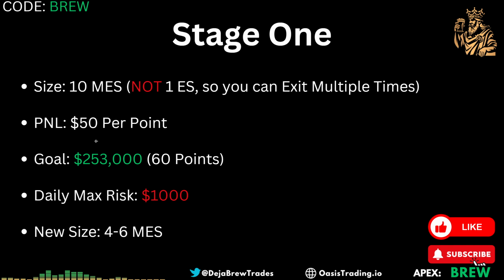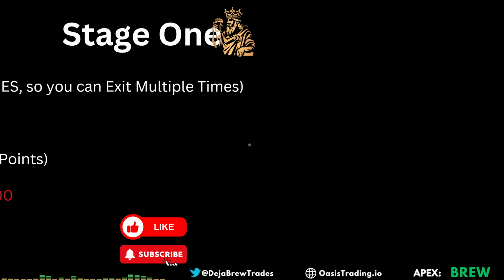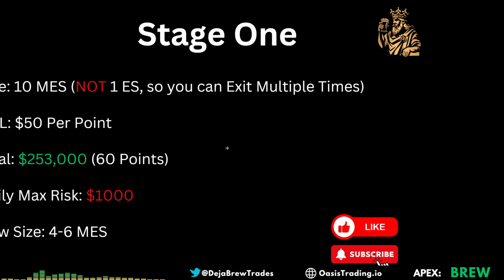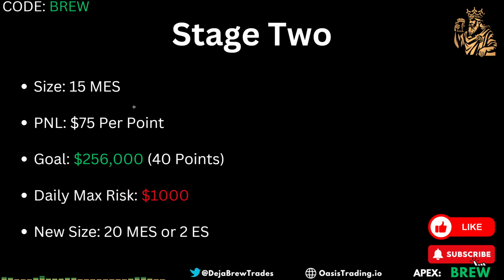Okay, so your goal is 3,000. So once you hit that profit goal, you go to the next stage. The next stage, I think I actually had a typo there. The next stage, the size is 15 MES. So sorry about that. There's a little typo on the bottom there. So not 4 to 6 MES. It should be 15 MES. Okay, so stage 2, you want to move on to 15 MES.